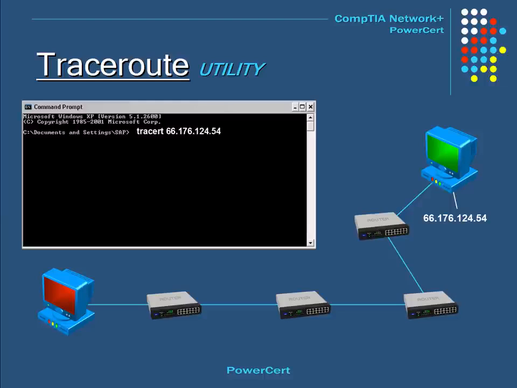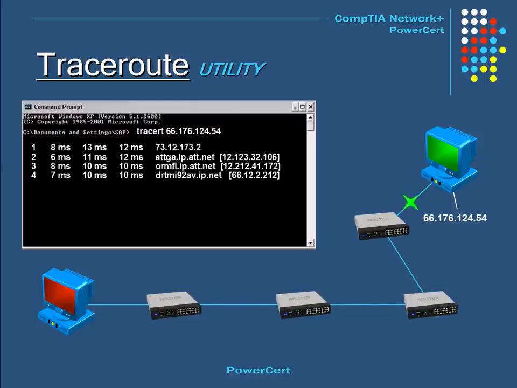Now the data packet will find its way to the destination, and each time it reaches a router on its path, it will report back information about that router, such as the IP address and the time it took between each hop. So the traceRT utility is a great tool that can be used to pinpoint where a problem lies on a network if a data packet cannot reach the destination.